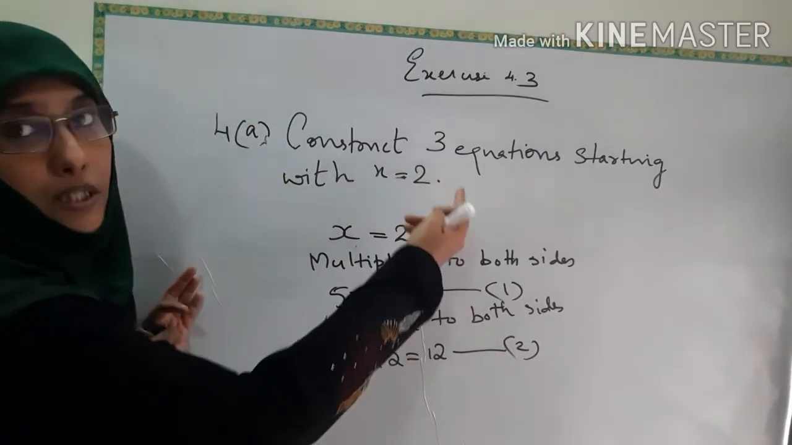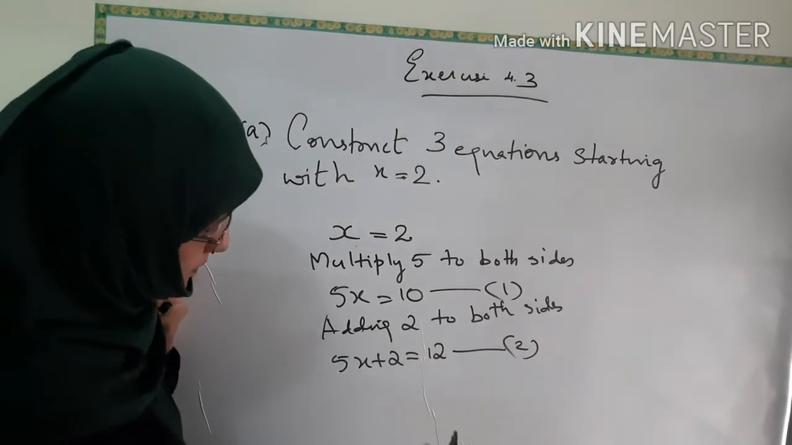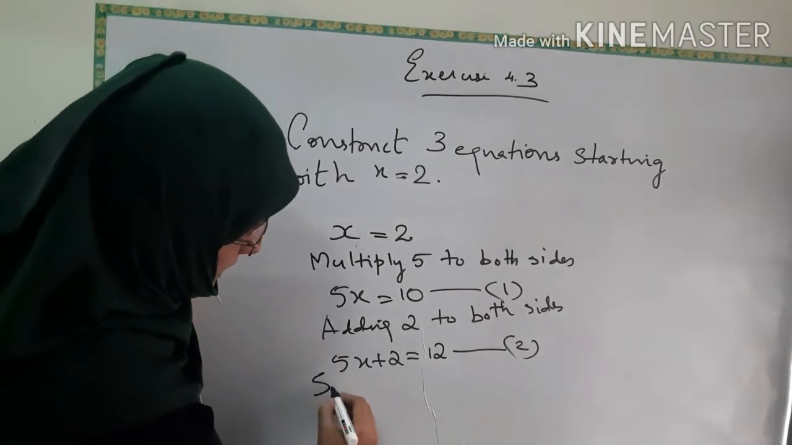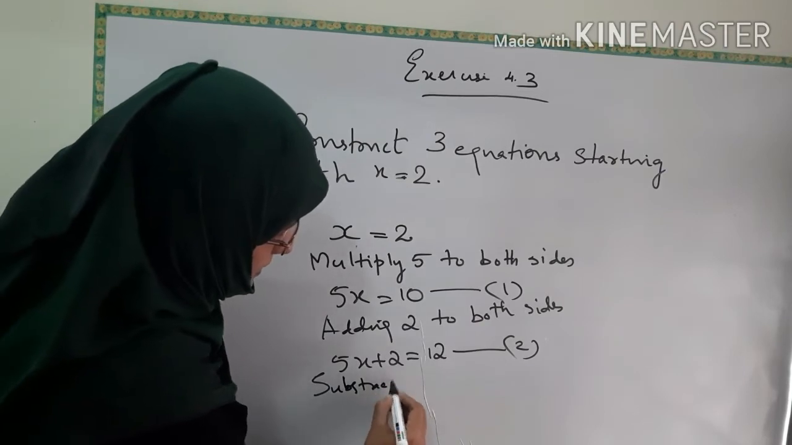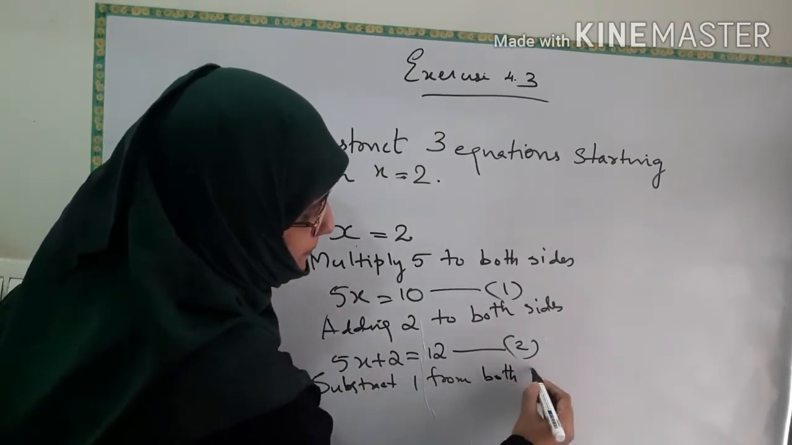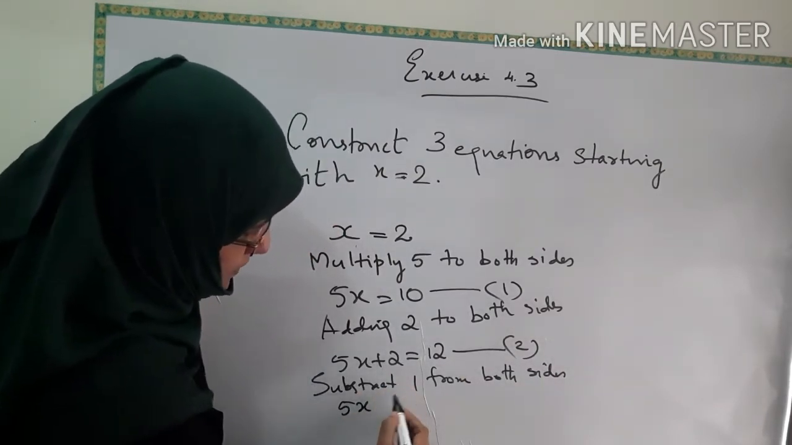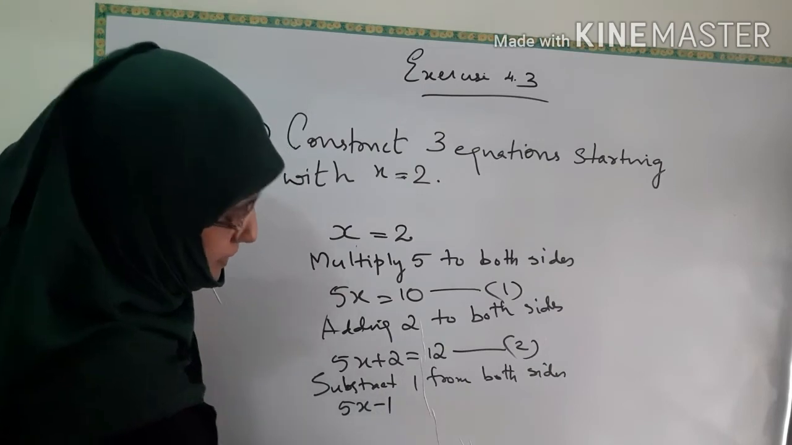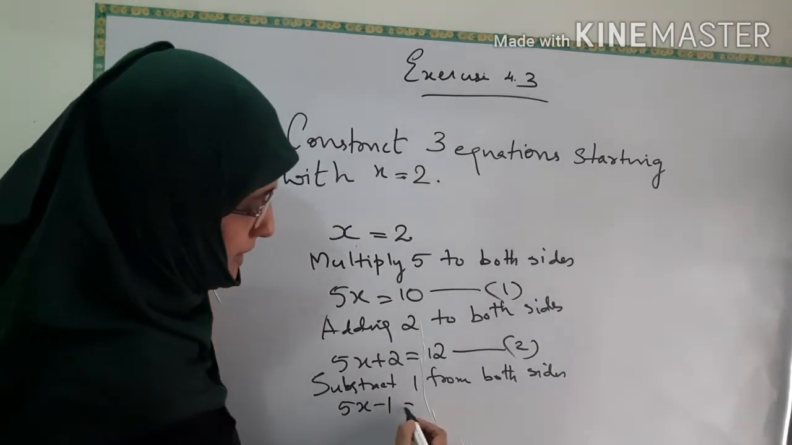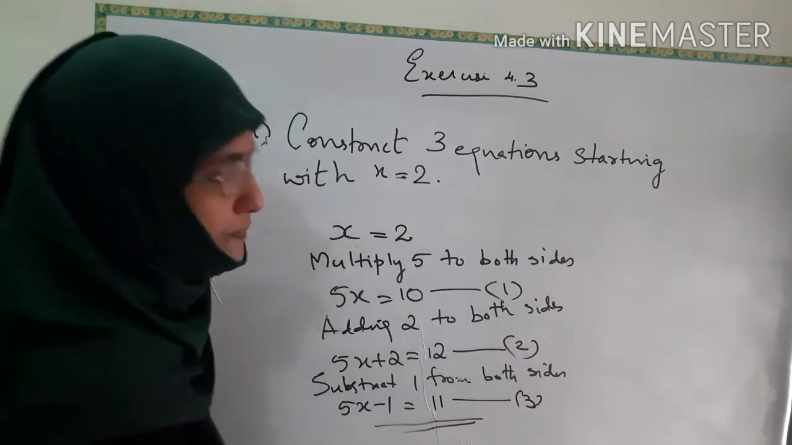You want to get 3 equations, one more. So one more operation you have to do here. So what will you do? Well, I am going to subtract 1 from both sides. So here it is 5x plus 2 minus 1. It will become 2 minus 1, that is 1. Then here 12 minus 1, it is 11. You got the third equation also.